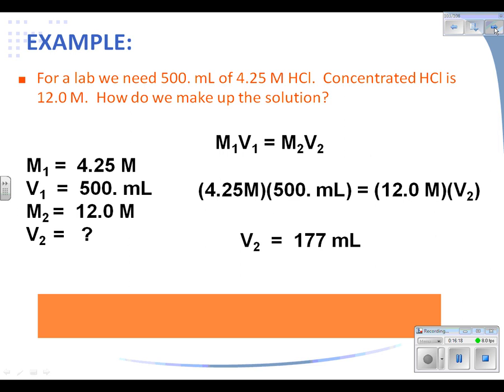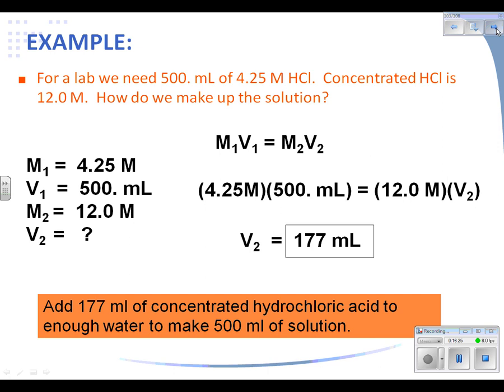So I'd measure out 177 milliliters of the 12 molar acid. I would add that to enough water to make a 500 milliliter solution, and I would stir it because it'll actually make some heat. So that would be how I would make it.